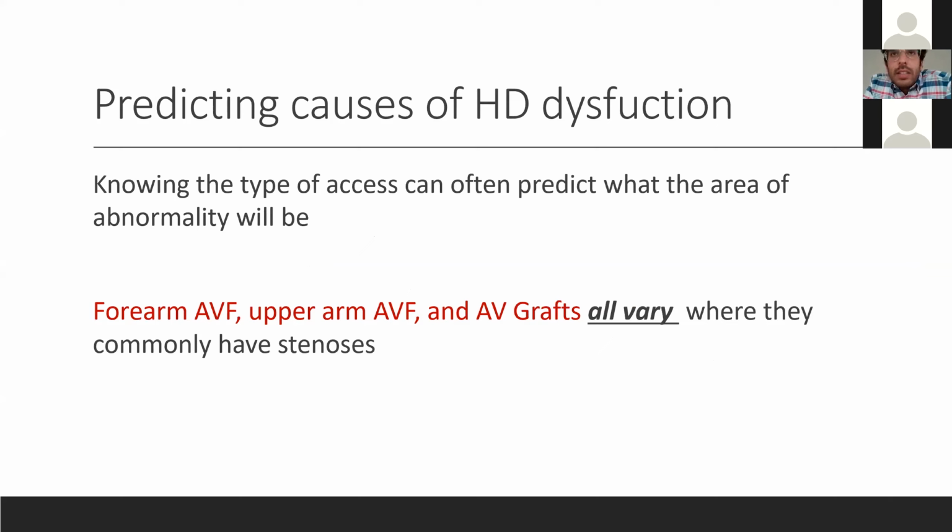I had an attending once tell me that what made Mario Lemieux so great as a hockey player was that he could predict where the puck was before the person passed it to him. In all interventional procedures, this is very applicable, and in HD access especially, because really knowing the type of access the patient has will help you predict where the problem is going to be. So you kind of know where the puck is going. A forearm fistula versus an upper arm fistula versus a graft will all vary with the type of stenoses that they present with.